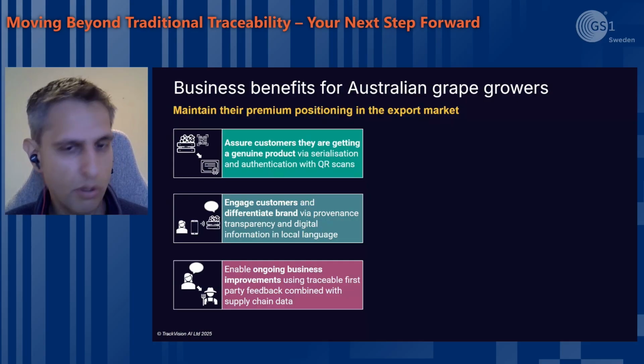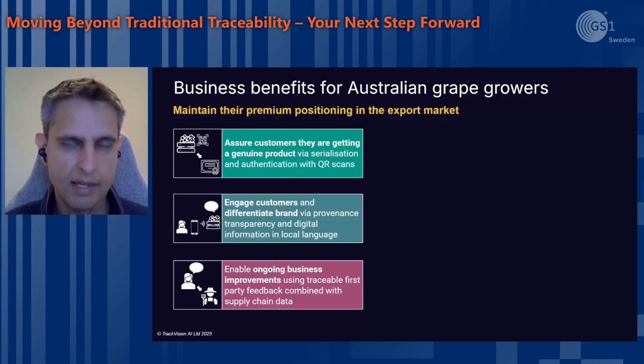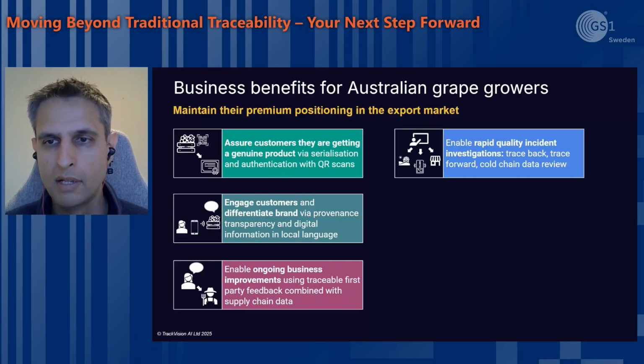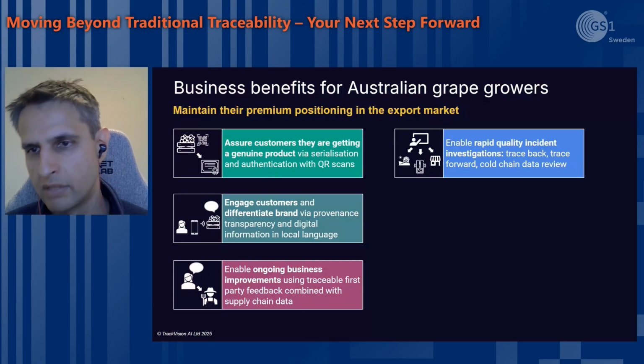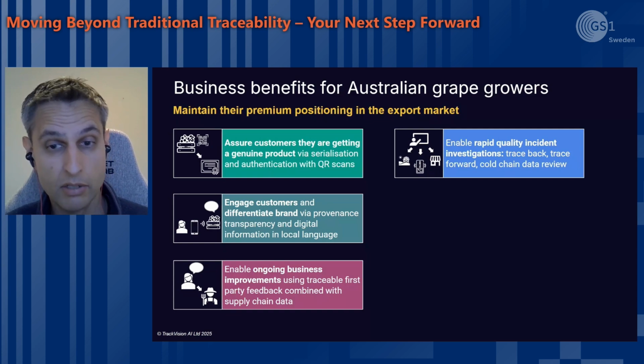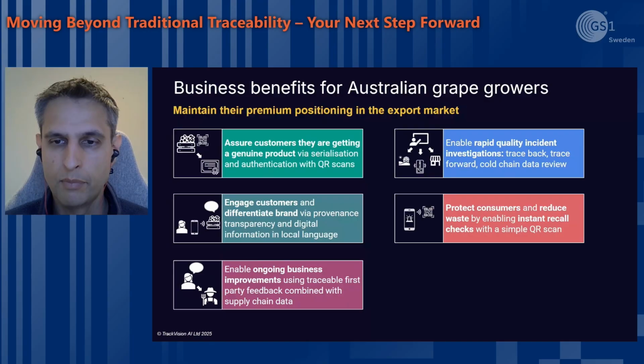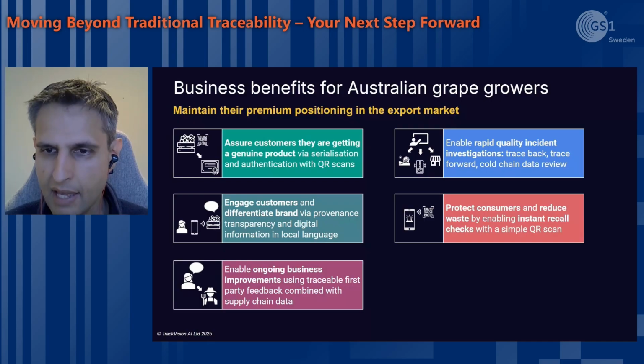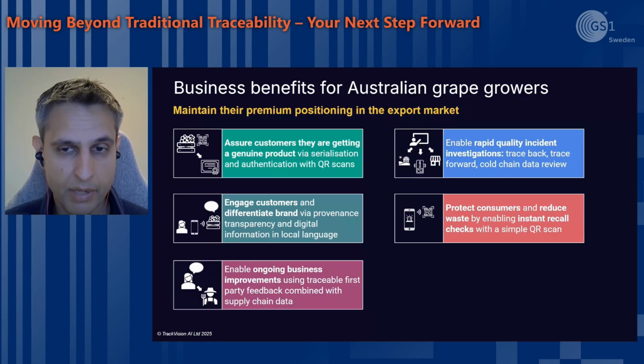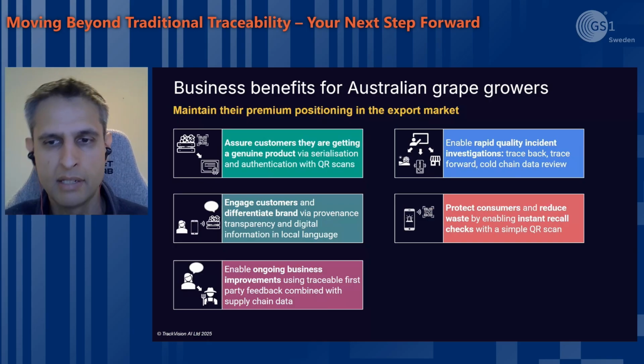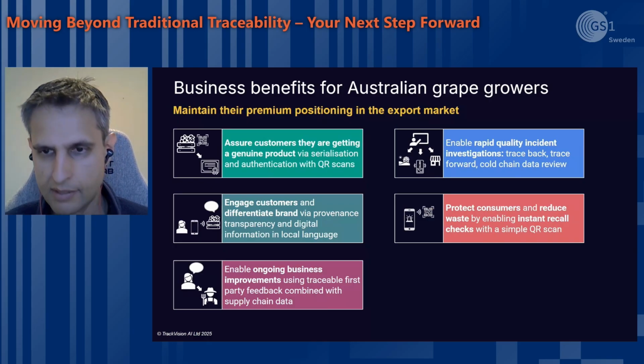We can enable ongoing business improvements, as I said before, by getting complaints or feedback back from the customer base and combining it with supply chain data to improve our business operations. We can enable rapid quality incident investigations: classic trace back, trace forward, and reviews of cold chain in context, which is really great. If a recall did happen, we can protect consumers by allowing them to simply scan a QR code and instantly check, am I affected by that recall or not? If they are, give them some remediation actions that they can take.